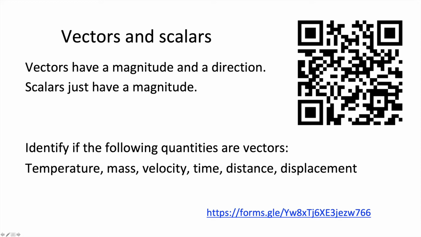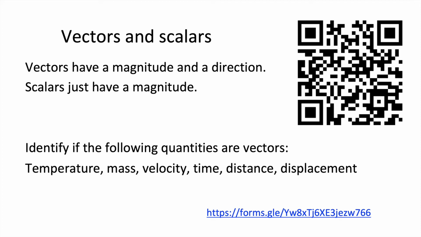So we could give a velocity of 5 meters per second north, for example. Time is another scalar. This one doesn't have a direction, just a magnitude. Distance is actually a scalar as well. So when we give the distance between 2 points, we give it as 5 meters.